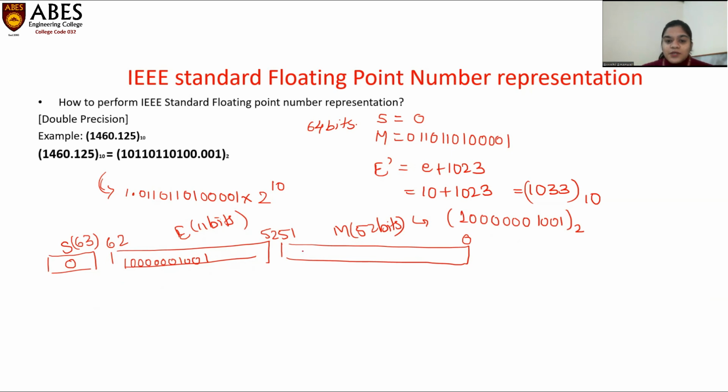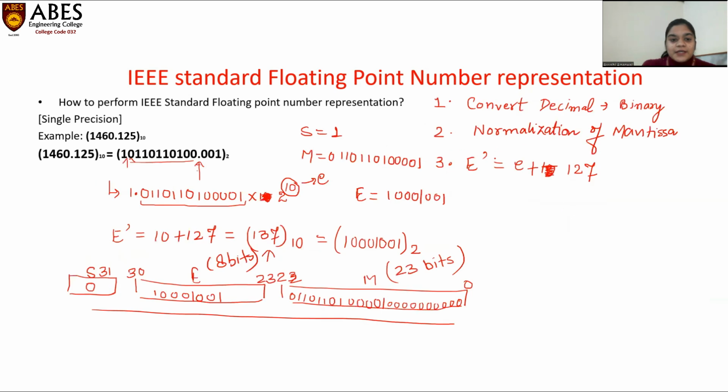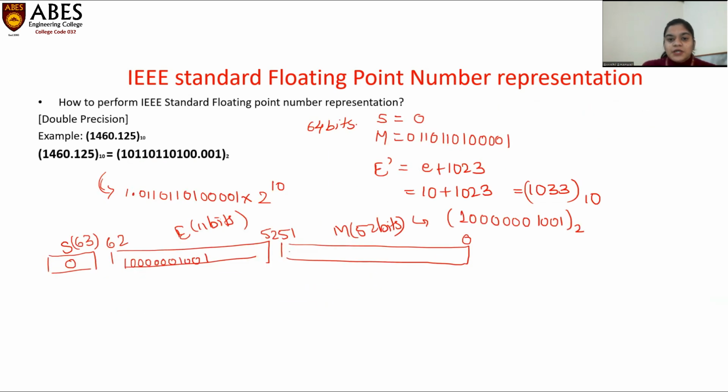Now let us see the Mantissa. Our Mantissa is the same value as we got in the case of single precision. So we know that this is 13 bits. So we will add that number of zeros that will convert it to a 52-bit Mantissa. First let me write the Mantissa over here. So it's 0110110100001. Now this is 13 bits.